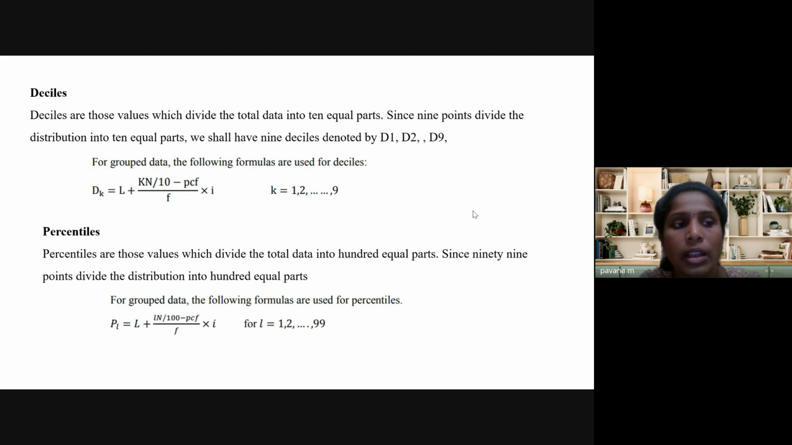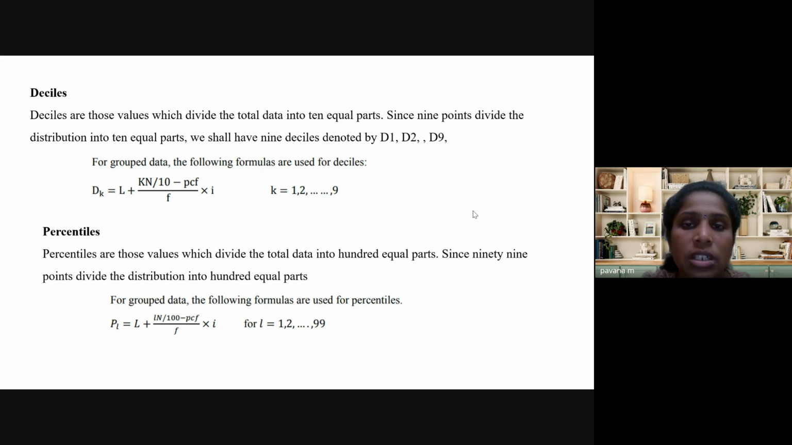For calculating decile, you have to use the formula Dk. Dk is equal to L plus k into N by 10, because it is a decile and you divide the distribution into 10 parts, that's why N by 10. So k into N by 10 minus PCF by f into i. Here in place of k, you can use 1 to 9. If you want to calculate D1, D1 is equal to L plus (N by 10 minus PCF) by f into i. If you want to calculate D3, L plus (3 into N by 10 minus PCF) by f into i. In the place of k, you use that particular number.